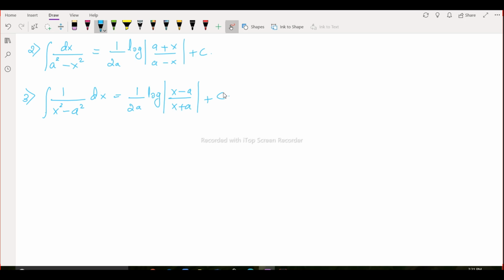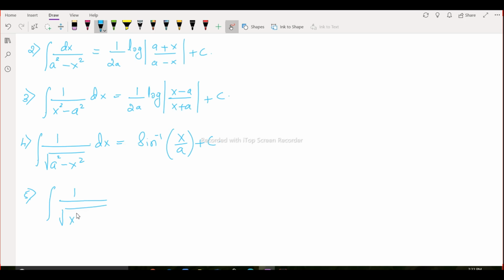Let's try the fourth one. The fourth one is the integration of 1 upon root of a square minus x square dx, which is equal to sine inverse x by a plus c. The fifth one: the integration of 1 upon root of x square plus a square dx is equal to log of x plus root of x square plus a square plus c.